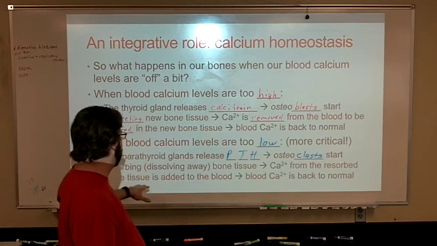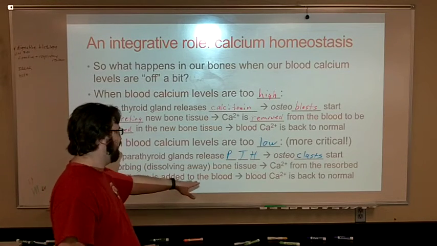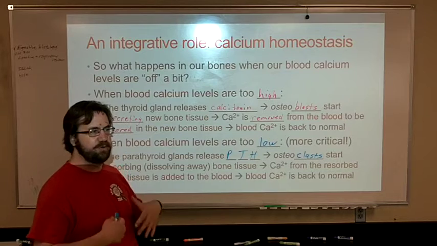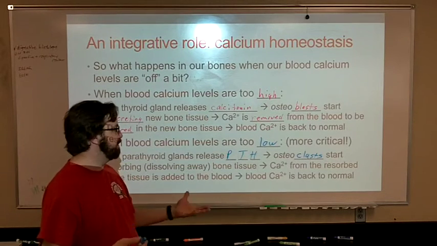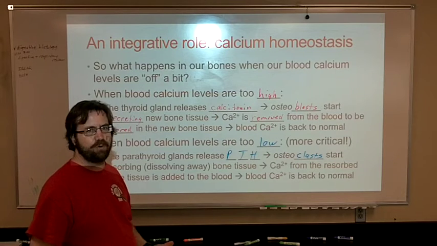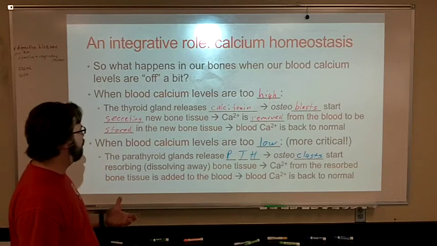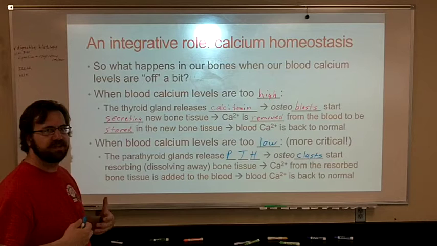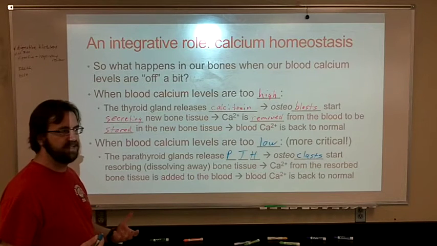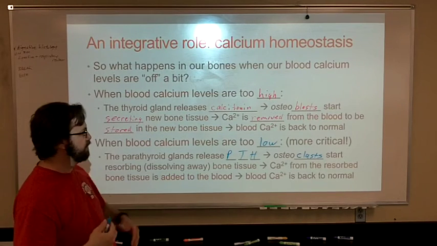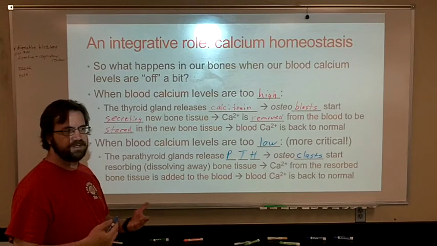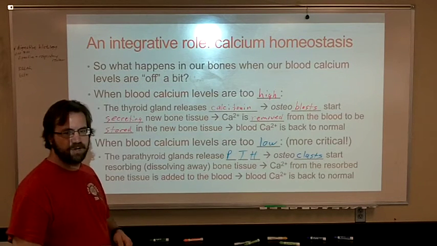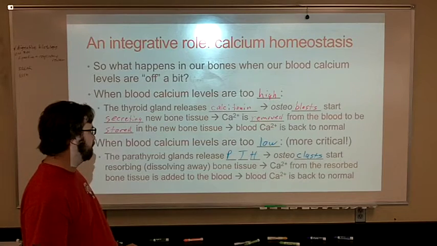Calcium from that resorbed bone tissue is then added to the blood, and when you add calcium to blood that's too low in calcium, that brings the blood calcium back to normal. You may have figured out already that these are both what we call negative feedback loops, in that by the time you finish the process, you've reversed the change that was causing the problem in the first place.